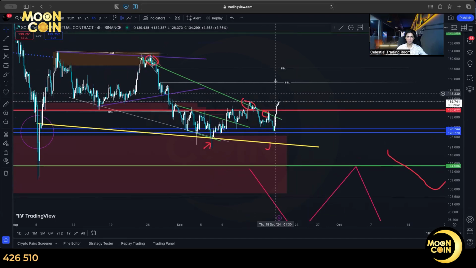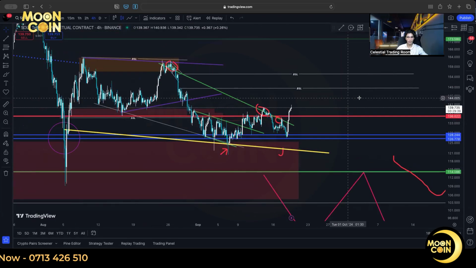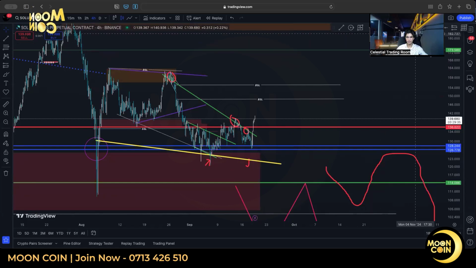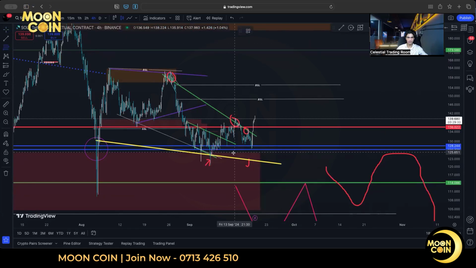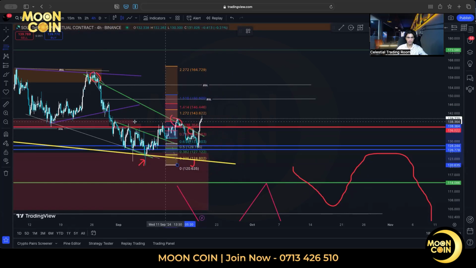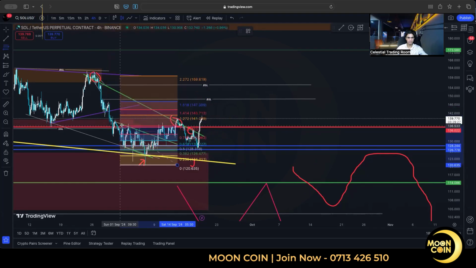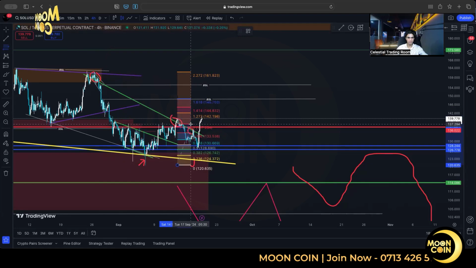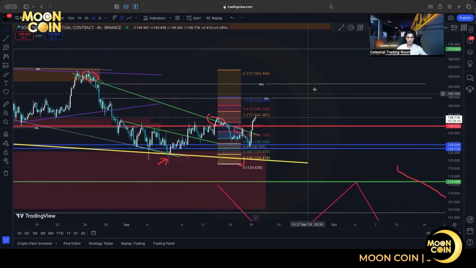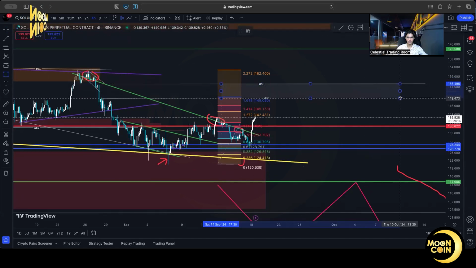Now the market is heading to take these liquidities. We'll keep a fib and see the short term market movement. And you see, this is the golden zone that we expect the market to turn from.